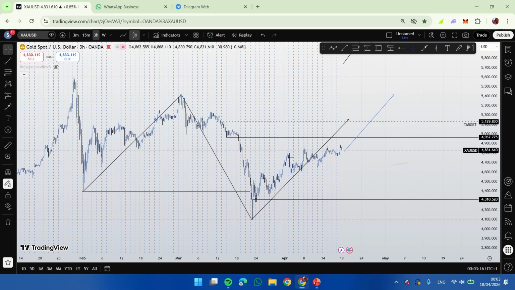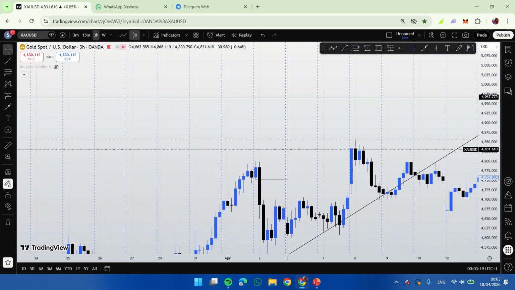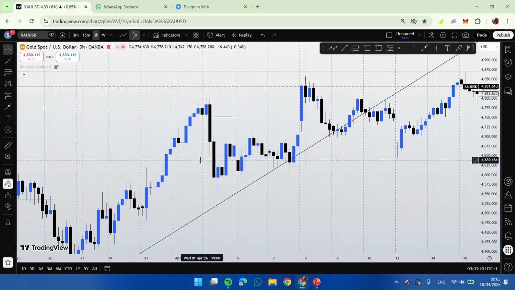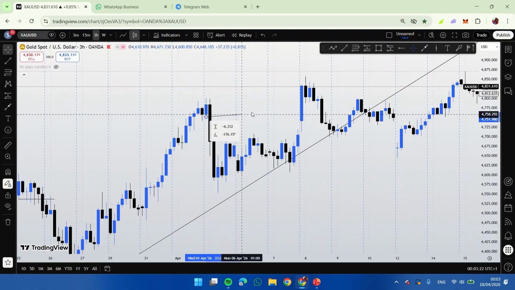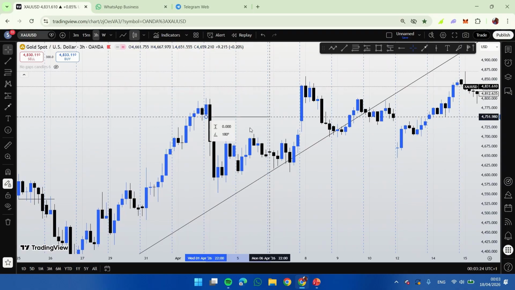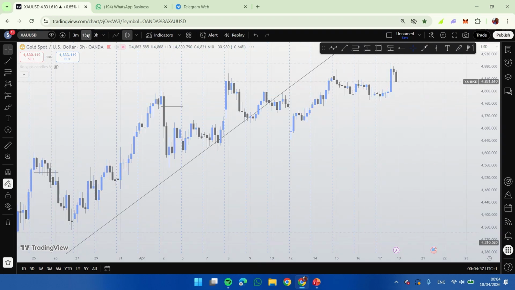Let me give you an instance. I told you that unless I will be selling here, right? But I did not see any confirmation here. Let's go to 15 minutes.